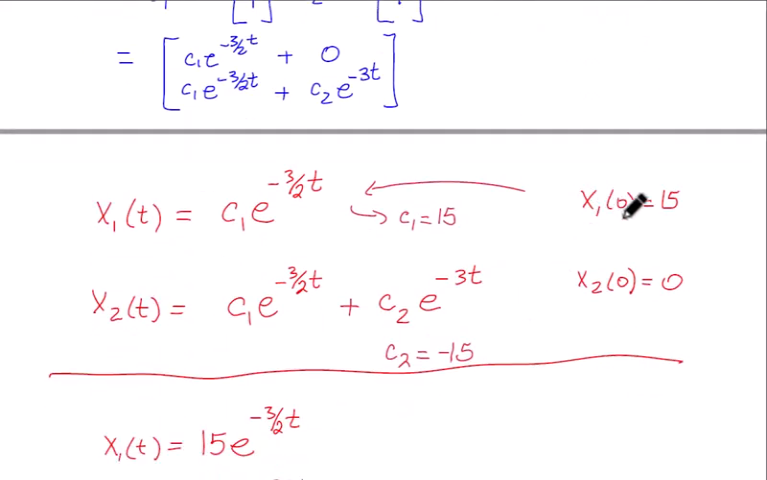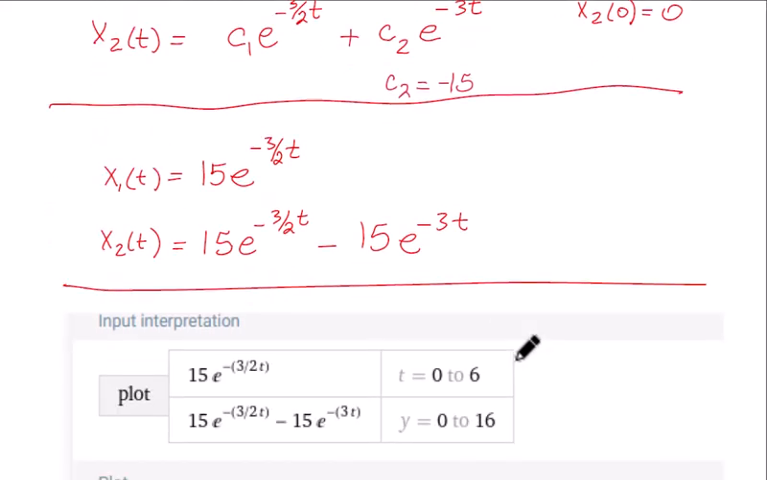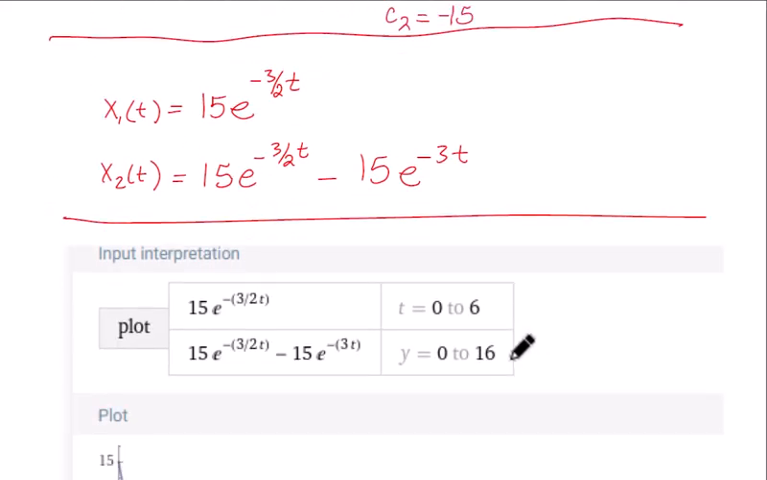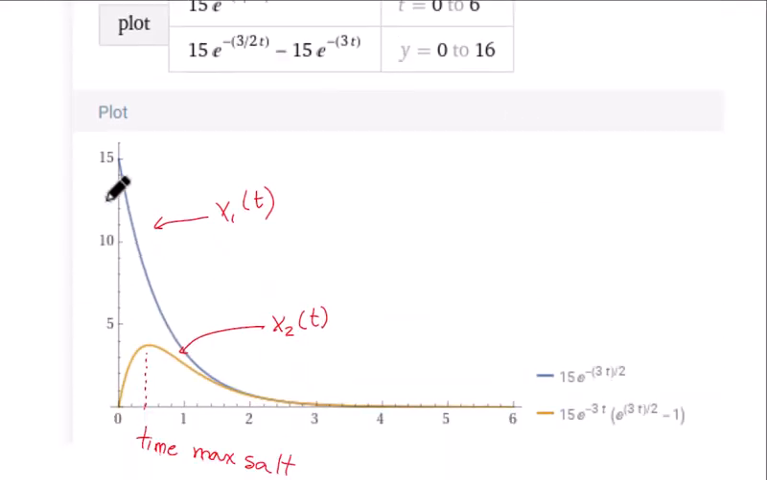Plug in what I know about time being 0, x1 at 0 and x2 at 0. And so I can solve for C1 and for C2. And so we are there. So the question is, what does this look like? Let's look. Here I see x1 of t. Here is x2 of t.